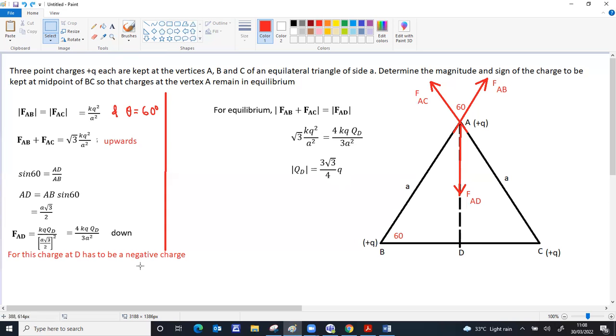We already decided it has to be negative charge for equilibrium. So including the sign and the magnitude, the charge at D has to be negative charge 3 root 3 by 4 times the charge at any one of the vertices.